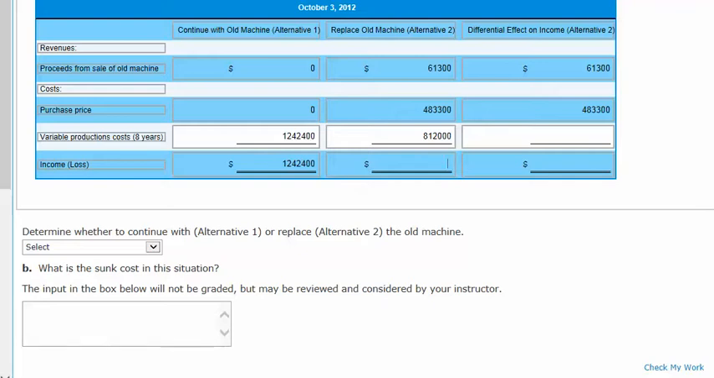My costs under the new plan, I'm going to take the revenue and subtract the expenses associated with it. So we'll do that, $61,300, and I'm going to subtract $483,300, I'll also subtract 812,000. That looks like 799,000 as a loss, so I'm going to put a minus sign there. I need a minus sign over here too.